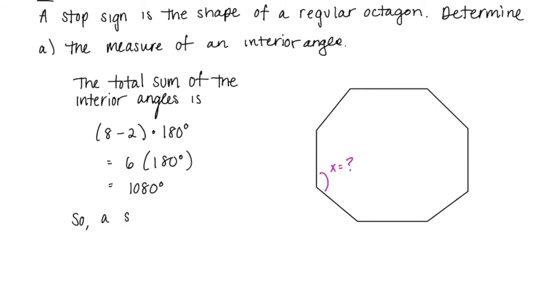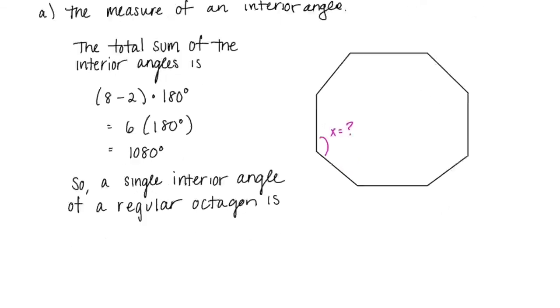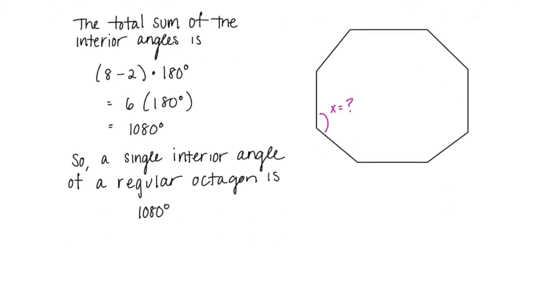So a single interior angle of a regular octagon is this total sum divided by the number of angles there are, or each one would be 135 degrees. So that's what we called angle X. The measurement of angle X is going to be 135 degrees. Okay.